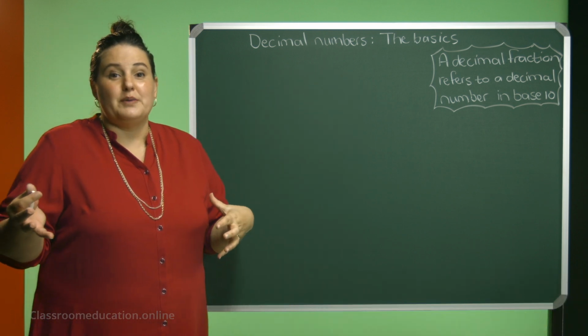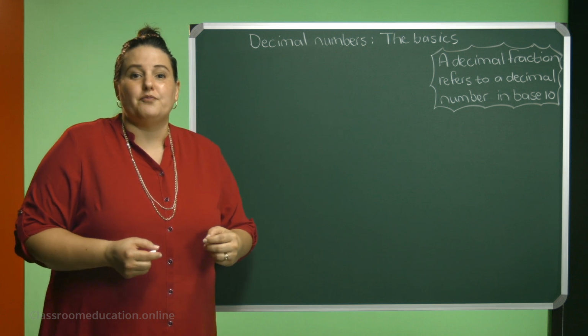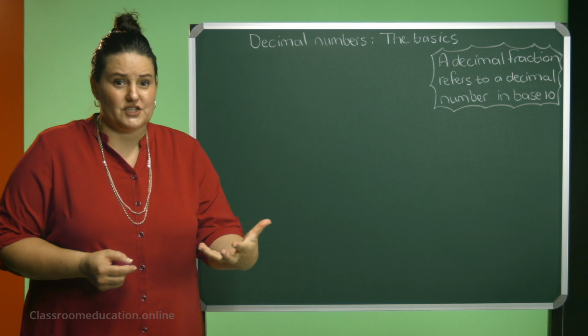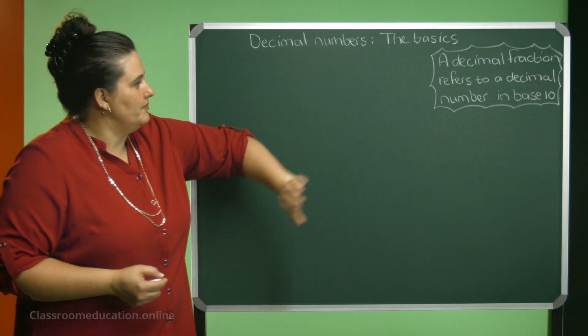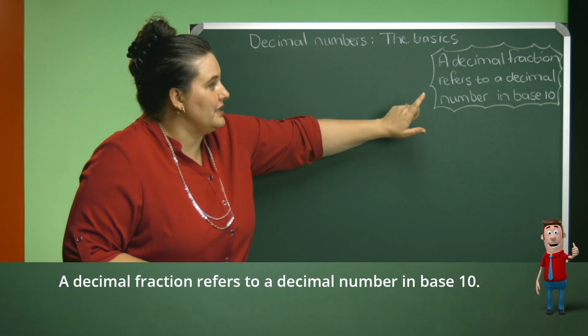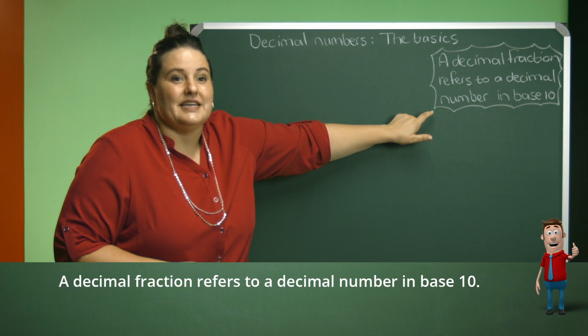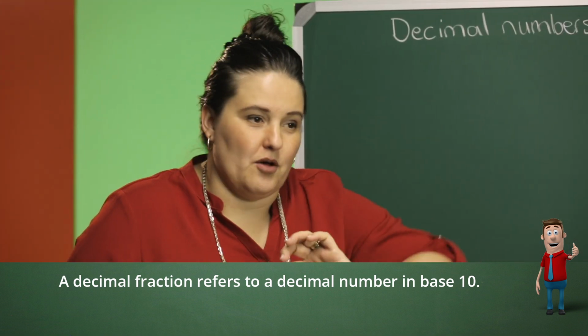Sometimes you have heard of people talking about decimal numbers. Other times you might have heard of people talking about decimal fractions. What is the difference? Let's have a look. A decimal fraction refers to a decimal number in base 10. Okay, let me give you an example.